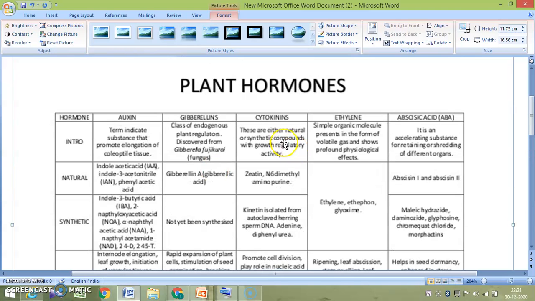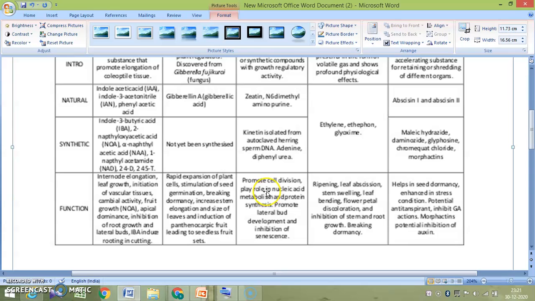Okay. Then cytokinins are either natural or synthetic compounds with growth regulatory activity, and these are the natural forms. Then these are the synthetic forms, and functions: promote cell division, play a role in nucleic acid metabolism and protein synthesis, promote lateral bud development and inhibition of senescence. Then ethylene, we know that ethylene helps with fruit ripening, that's the main function. Okay, and other functions: leaf abscission, stem swelling, leaf bending, flower petal discoloration, and inhibition of stem and root growth.